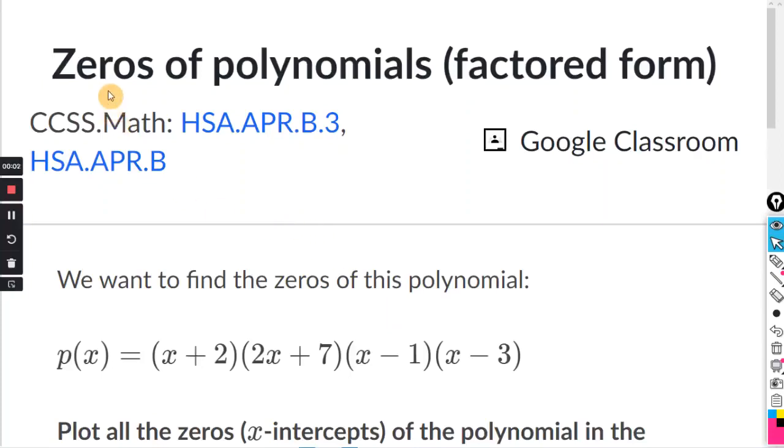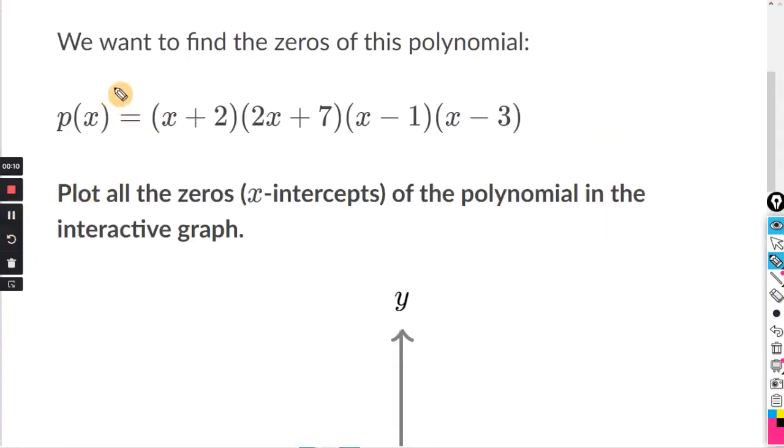This will be for the exercise, zeros of polynomials, factored form. So they want us to find the zeros of this polynomial, and basically the zeros of the polynomial are where the polynomial is set to y equals 0. All right, that's why they're called the zeros.